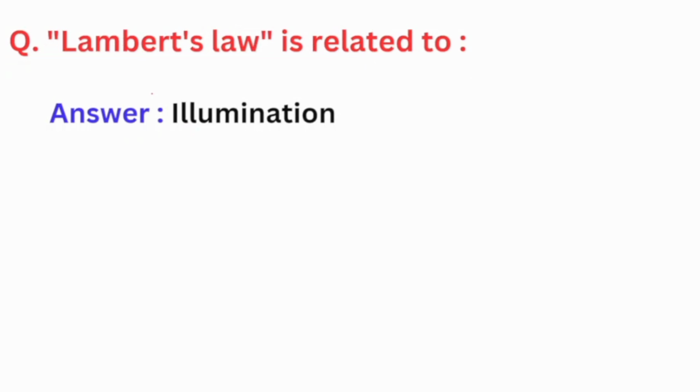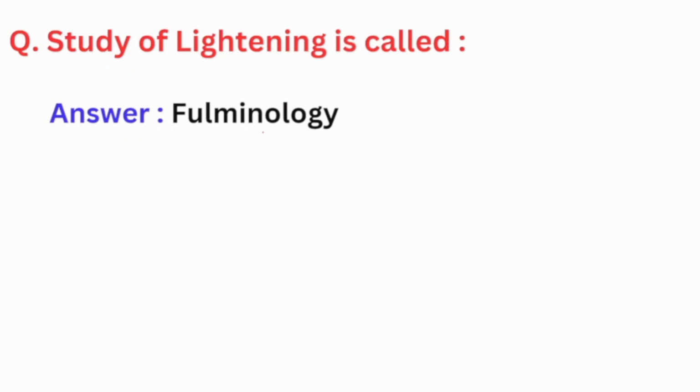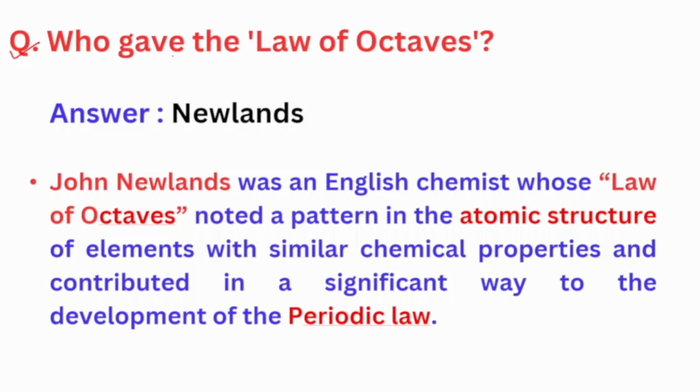Understood? Next is Lambert's law is related to illumination. Study of lightning is called what? Study of lightning is called fulminology. Next is who gave the law of octaves? The answer is Newlands. Then who was Newlands and how the law of octaves was important? John Newlands was an English chemist whose law of octaves noted a pattern in the atomic structure of elements with similar chemical properties and contributed in a significant way to the development of the periodic law.